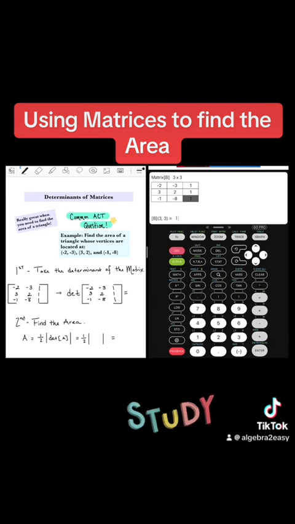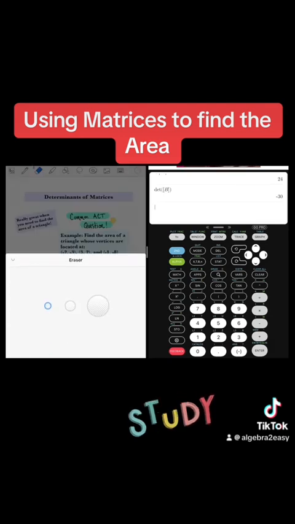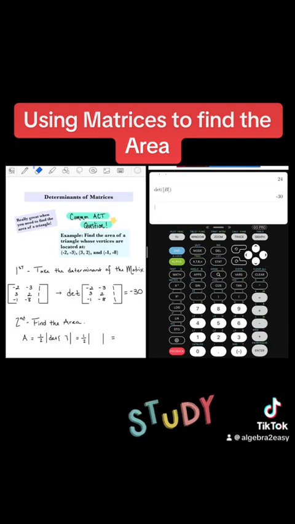Now we're going to go back into our matrix operations and go to math, and we're going to select determinant. And this time we're going to take the determinant of matrix B, because that was the one we just created. Okay, so the determinant of matrix B, and we get -30. All right, so I'm going to fix this down here. I said matrix A, but we're actually using matrix B this time. So we're going to take 1/2 times the absolute value of -30.